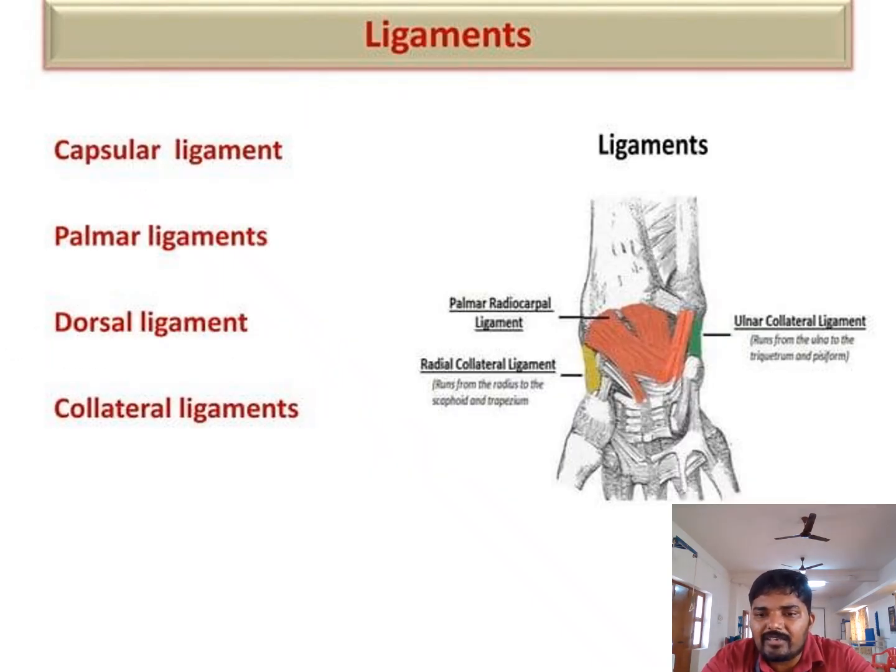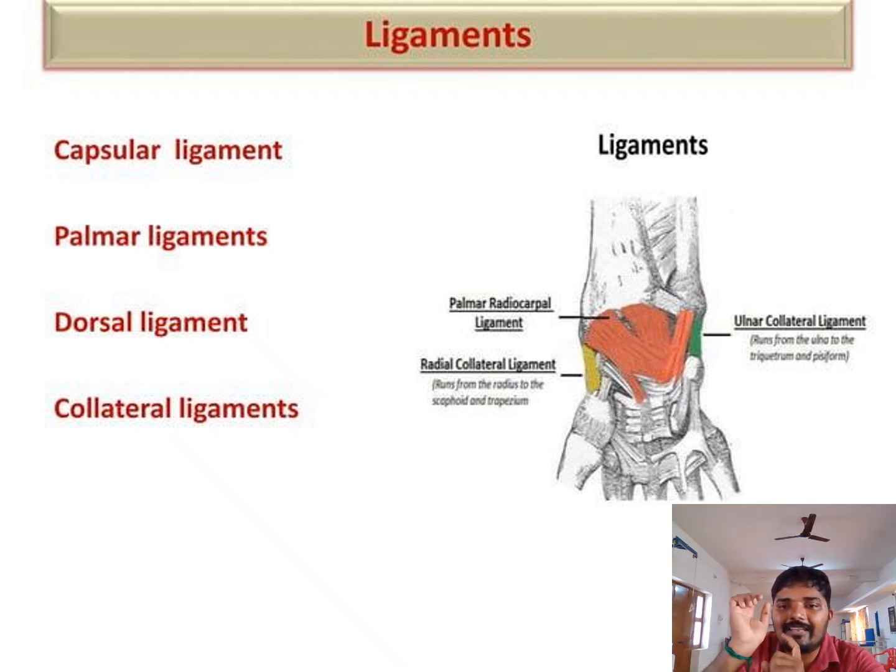Then the ligaments. What are the ligaments attached to the joint? Mainly four ligaments: capsular ligament, palmar ligament, dorsal ligament, and collateral ligament. In this diagram, the brown color shade is the palmar radiocarpal ligament of the wrist joint. This surface is palmar, this is dorsal. In the palmar region, the radius bone is here, and this is a carpal bone. This ligament covers the entire radius, ulna, and carpal bones. This is called the palmar radiocarpal ligament.